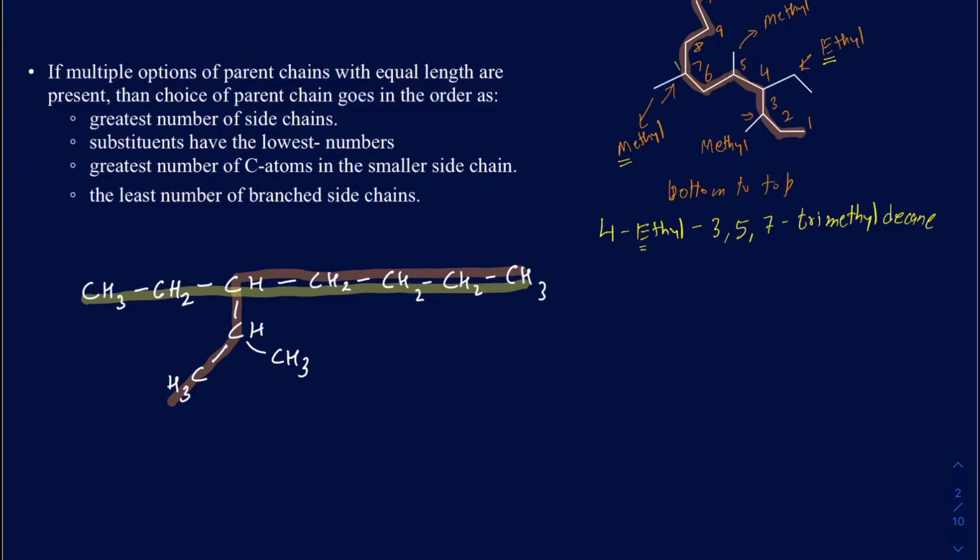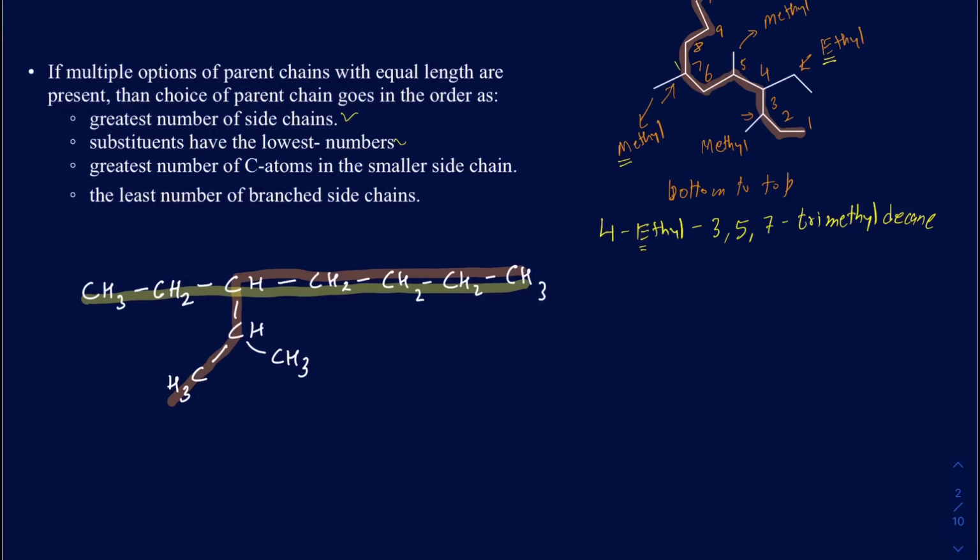So if you have the same number of carbons in multiple chains, you want to go with this order. First, look for the greatest number of side chains. You want to pick the parent chain that gives you the greatest number of side chains. If that doesn't work, then you move on to the next one, substituents that give you the lowest numbers. So this is going to be in an order here, but it seems like your first one will make a difference here.